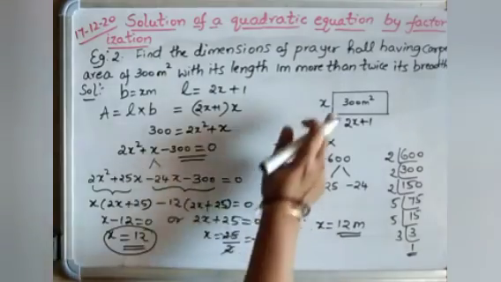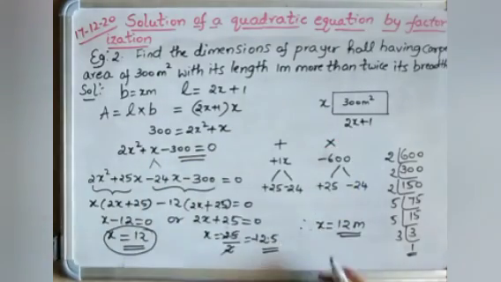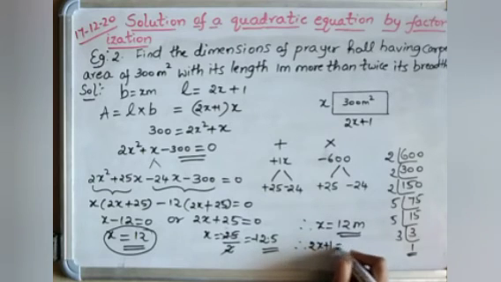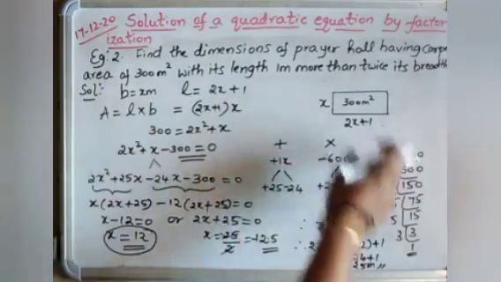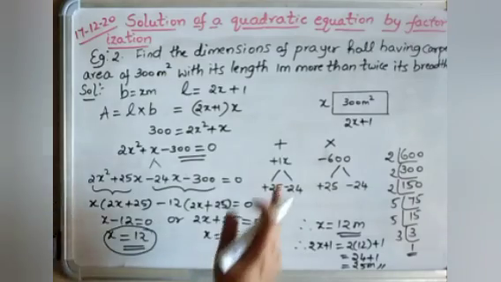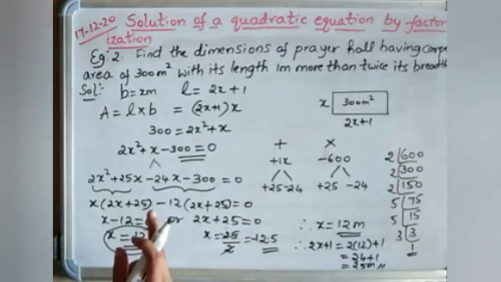If x is equal to 12 meter, what is 2x plus 1? Therefore, 2x plus 1, that is 2 into 12 plus 1, that is 24 plus 1, is equal to 25 meter. Like this, we can calculate the dimensions of the hall by solving by the factorization method. Like this, you can solve real life situations.